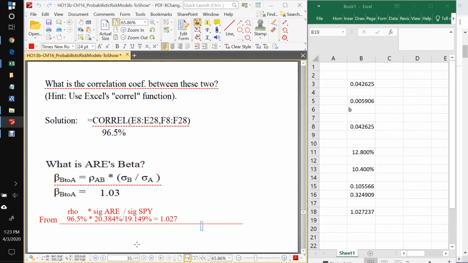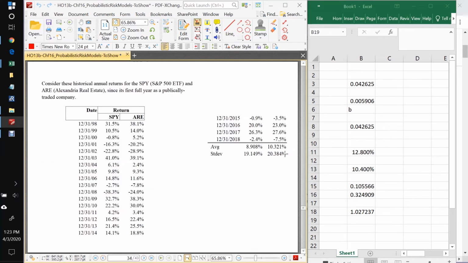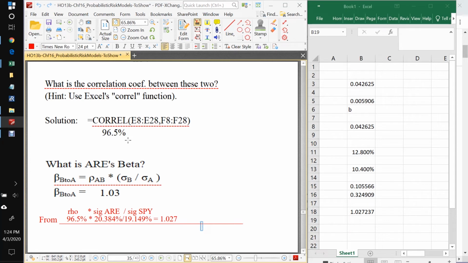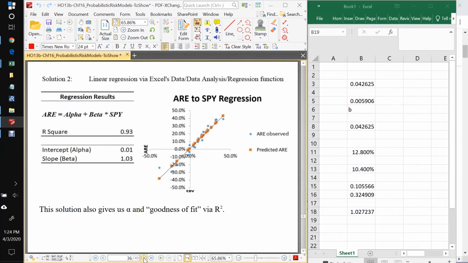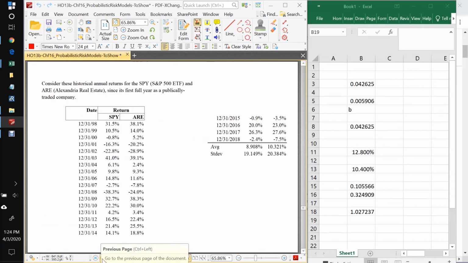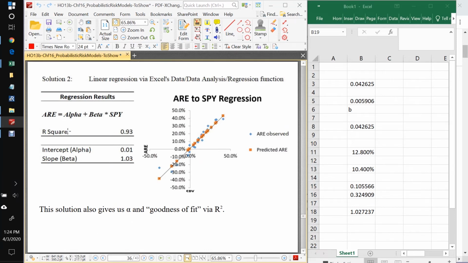So we got the correlation coefficient from the CORREL function, or we could have used the formulas we had before for that. And then, knowing the correlation coefficient and the standard deviations, we were able to compute our beta. Now let's look at this in the context of a linear regression. I went ahead with this data and did a linear regression of ARE to SPY in Excel, and this is what came out. The regression equation is that returns of ARE are going to equal alpha plus beta times the return of SPY.